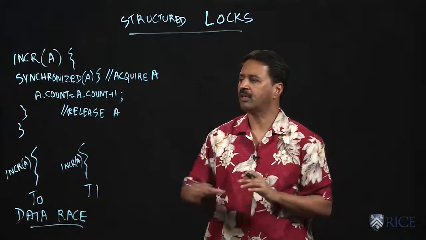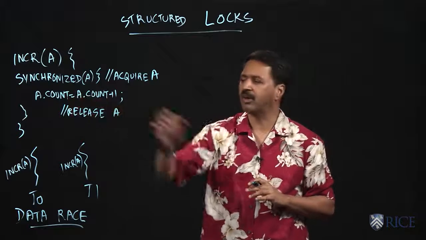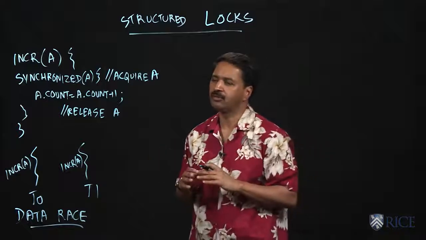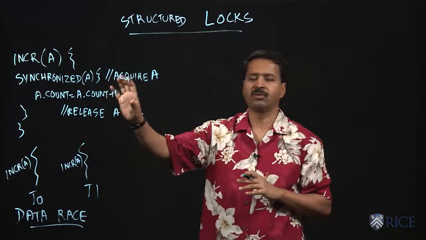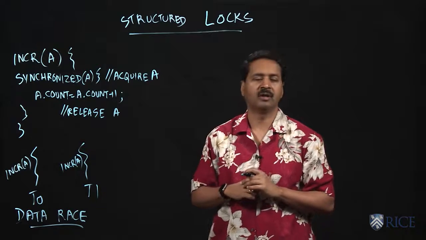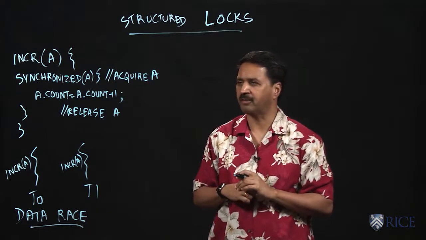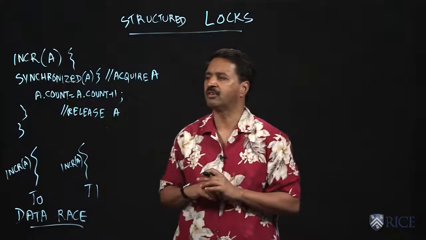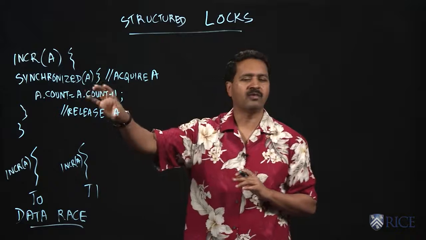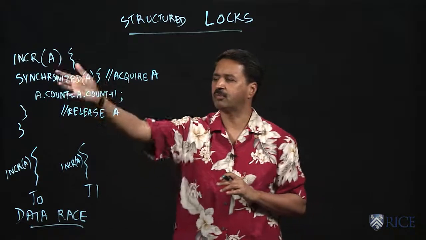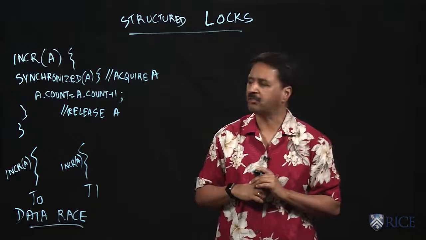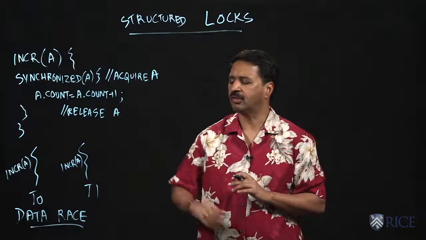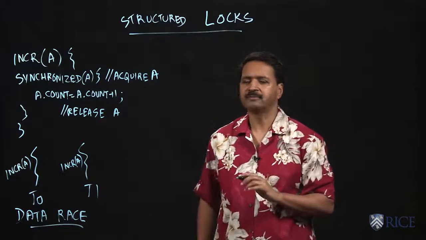What this ensures is that this operation that reads and writes fields of object A are carried out in what is called mutual exclusion, which means that they are executed by only one thread at a time because of the synchronized construct. It's called structured locks because you have the block structure here with the synchronized statement, and the acquire and release are implicit. For example, if an exception was thrown in the middle of the synchronized block, the runtime will ensure that the lock is released so that T1 is not blocked out forever.